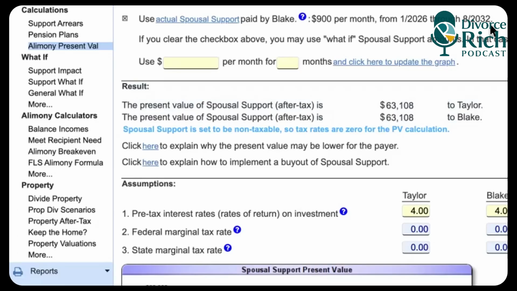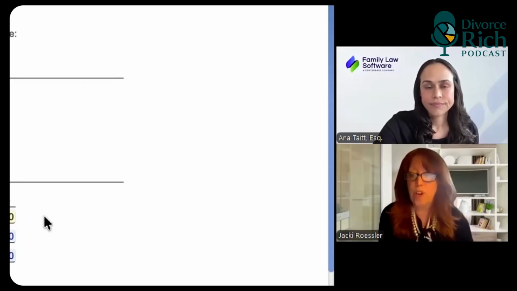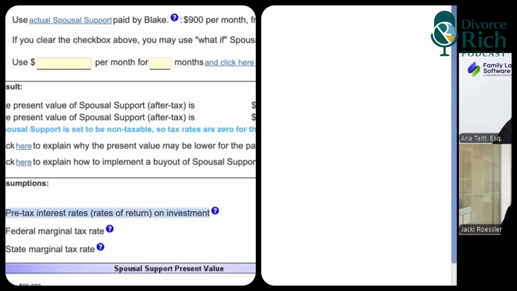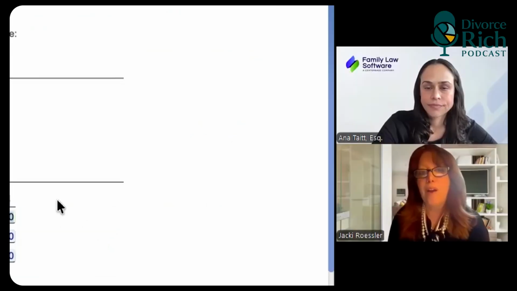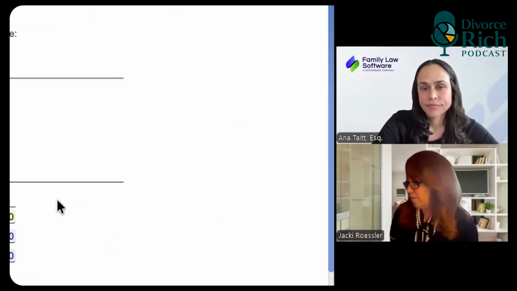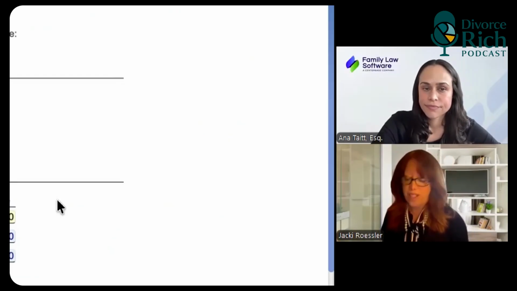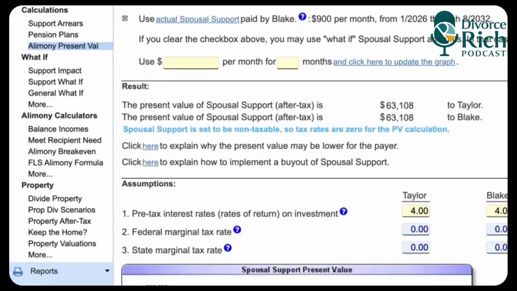Obviously, for the person who's receiving support, this becomes non-modifiable support. They have the money up front and they can invest it. Like you said, 4% is a safe rate of return that they could expect to get on those assets, and they don't need to worry about what's going to happen if I get remarried or what's going to happen if my spouse loses their job. So there's more security. For the payer, a lot of times they want to give a lump sum because they want to be done. They want to know that any increase in their earnings is not going to affect future support.